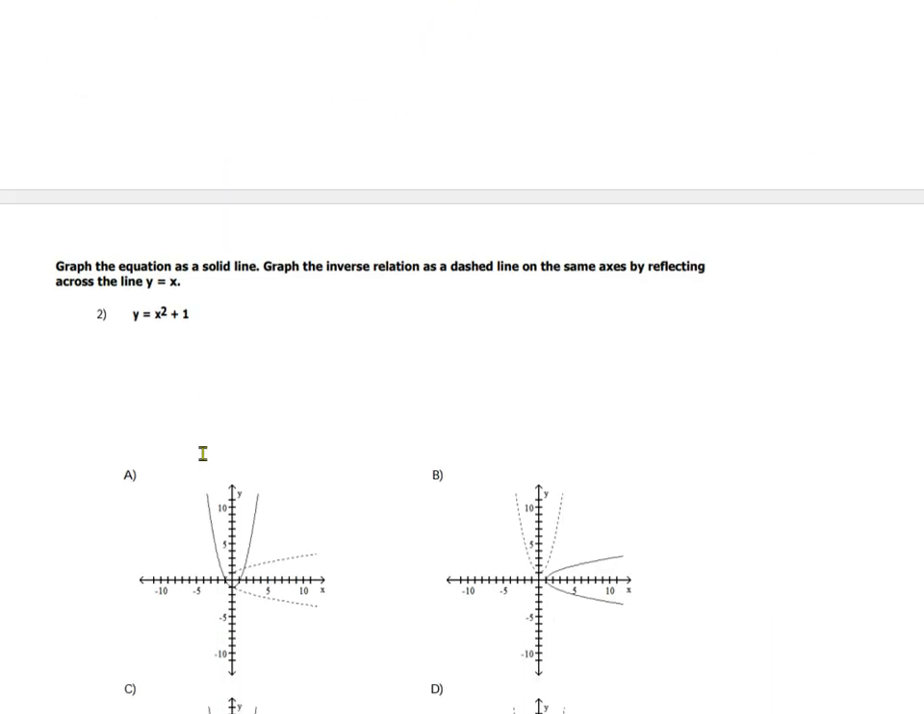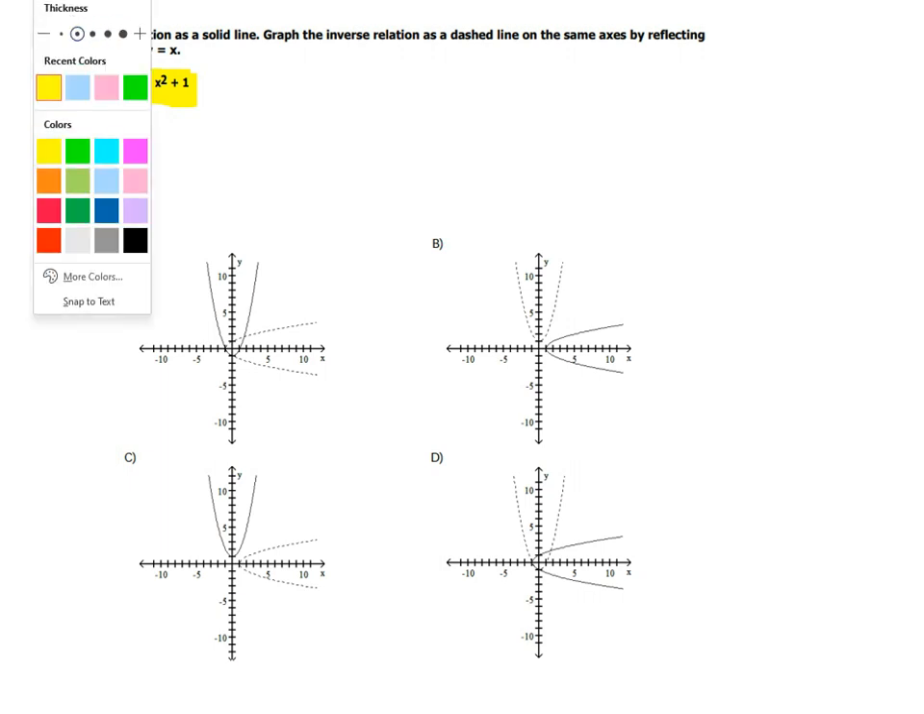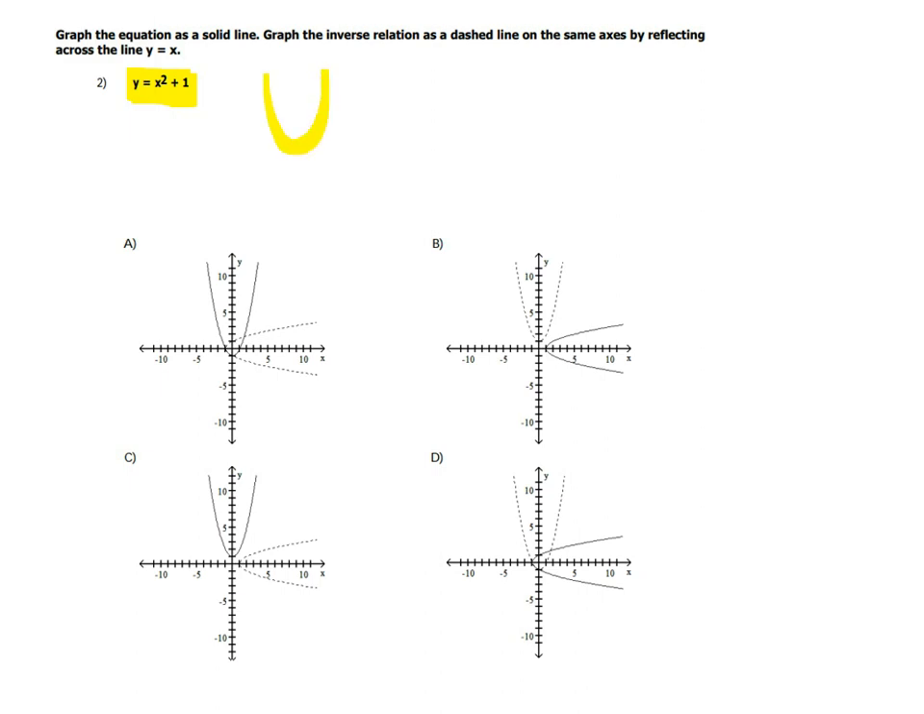All right, let's scroll to number two. Number two is pick the right graph. It says graph the equation as a solid line and then graph the inverse relation as a dashed line. So when I look at my function here, which is y equals x squared plus 1, this parabola, this is a smiley face parabola, and the original function is supposed to be graph the equation as a solid line. So I know it's a smiley face, so this one's going sideways, these two solid lines, so it can't be B and it can't be D.